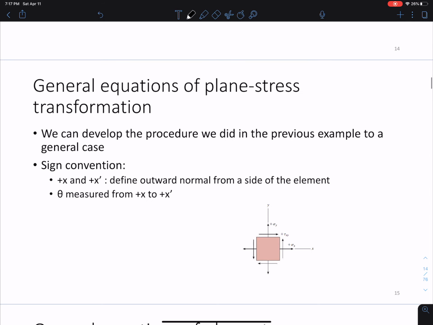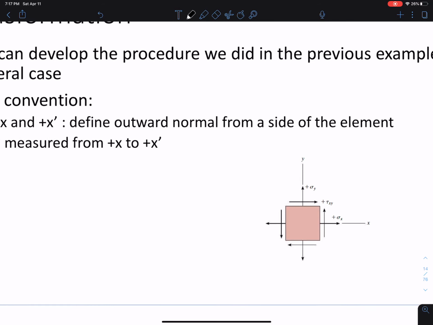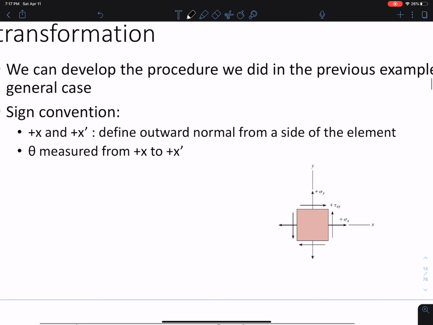Okay, so general equations of plane stress transformation. Instead of having to go through all that, we can go through a procedure and develop equations to use for plane stress transformation, and we'll use these for Mohr's circle as well. So this stuff is important. We're going to define our positive x and positive x prime as outward normal from a side of the element as such, so not in the compression way, in the tension way. And theta, this is important as well. Positive is always measured from our positive x to our positive x prime.